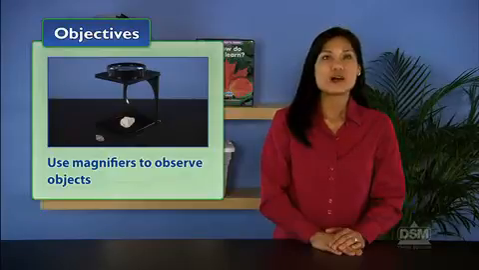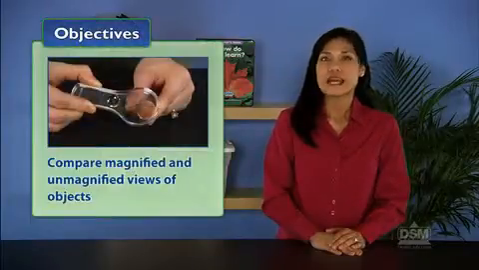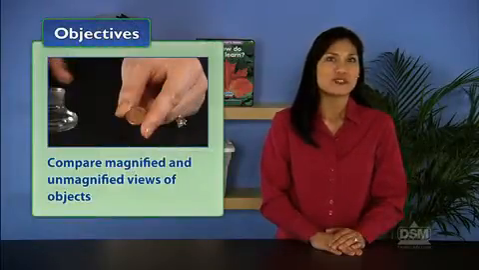In Activity 5, using a magnifier, students use magnifiers to observe objects such as rocks, feathers, pine cones, and pennies. The students then compare magnified and unmagnified views of objects to discover that a magnifier is a type of tool that can extend the sense of sight.